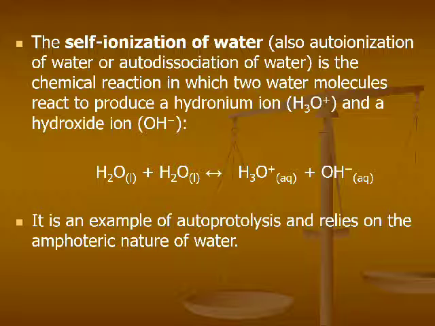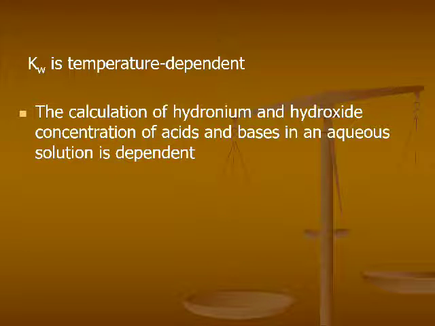The self-ionization of water is the chemical reaction in which two water molecules, as you can see below, react to produce a hydronium ion and a hydroxide ion. It is an example of autoprotolysis and relies on the amphoteric nature of water. The chemical equilibrium of water is temperature dependent. So the calculation of hydronium and hydroxide concentrations of acids and bases in an aqueous solution is dependent on it.